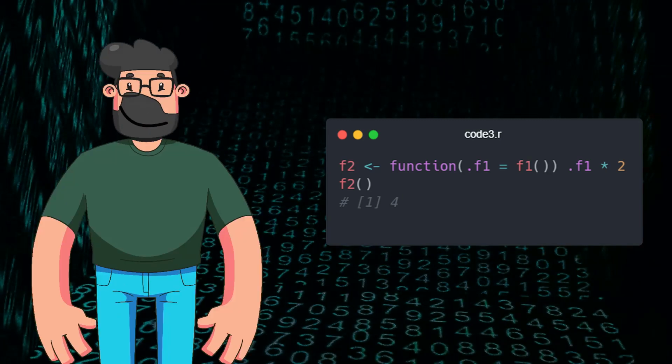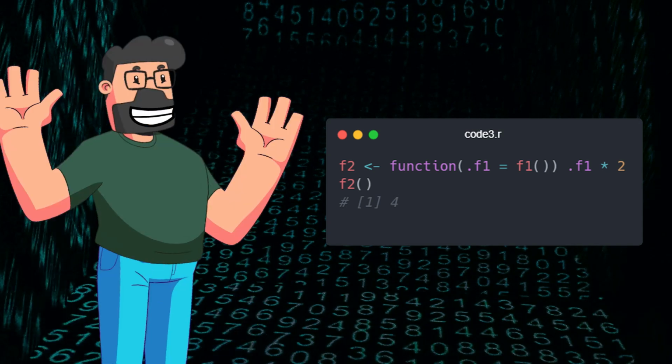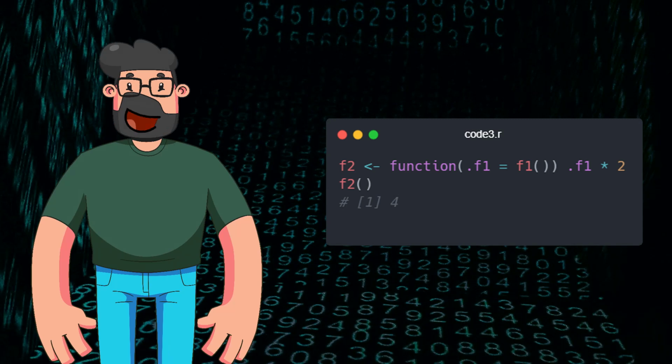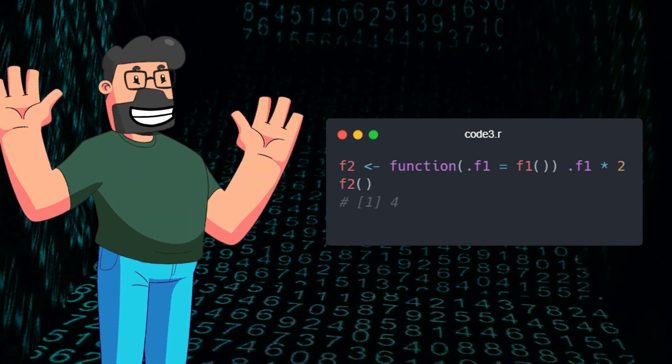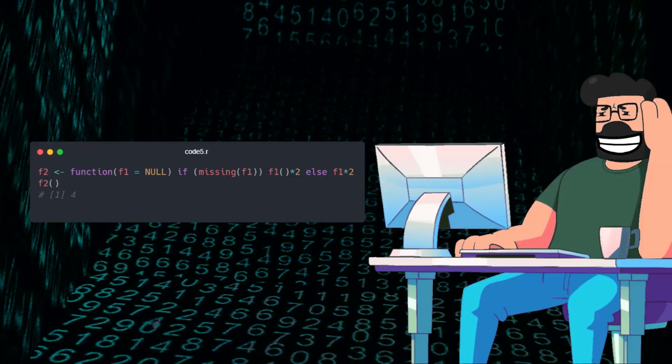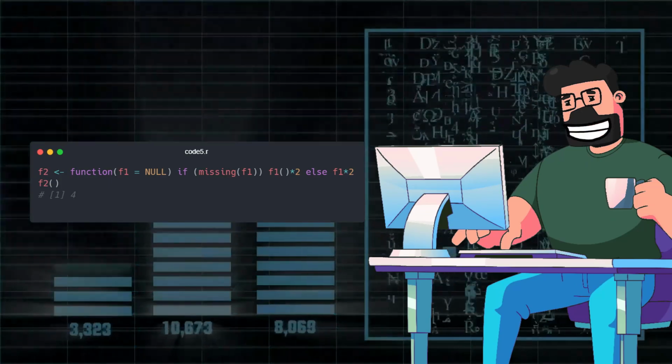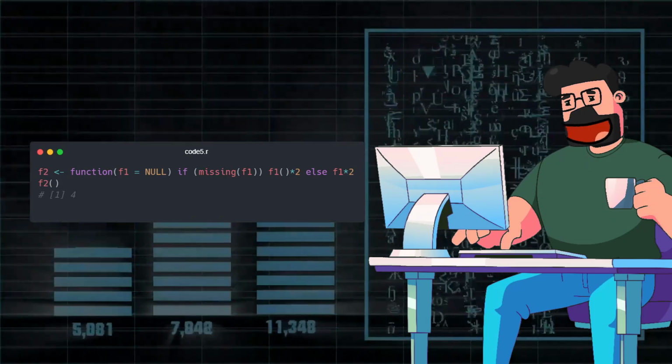By renaming the argument to .f1, as shown in the code snippet f2 <- function(f1 = .f1) .f1 * 2, we can avoid the recursive default argument reference issue. Now, let's consider an alternative solution using the concept of dynamic scoping.